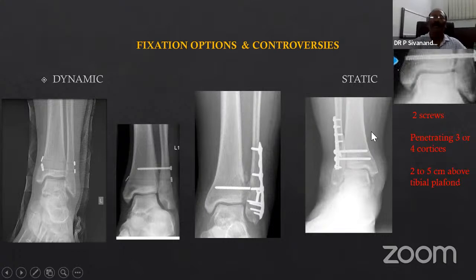These are all matters of debate. Even one screw fixation is good, or three cortices fixation is good, or sometimes you can use a four cortices fixation. Wherever you want to improve the stability, you have to use more screws and more cortices. This is a matter of debate again.